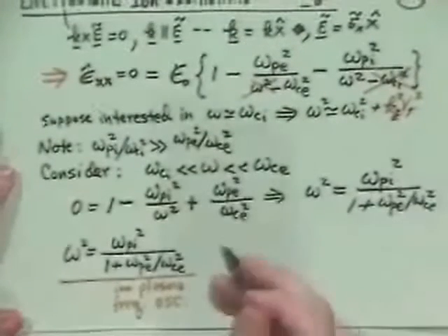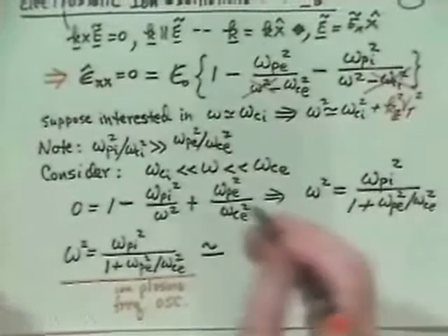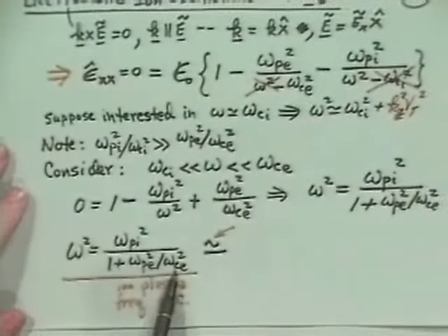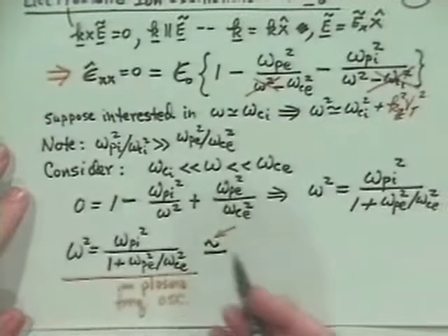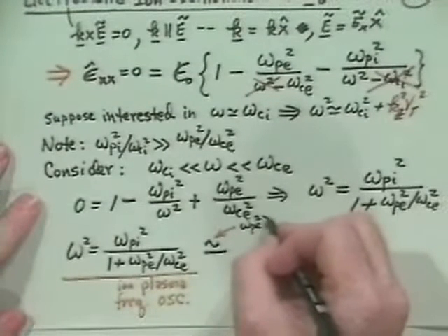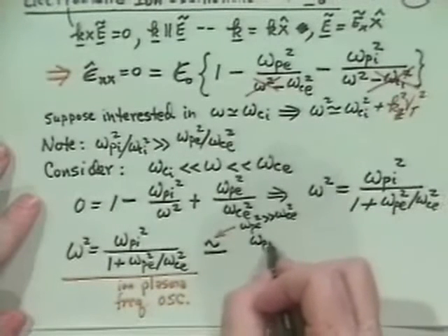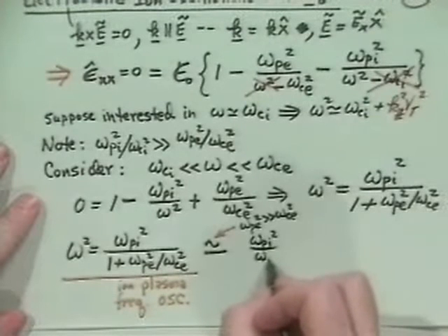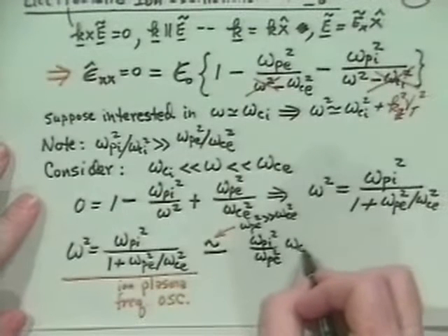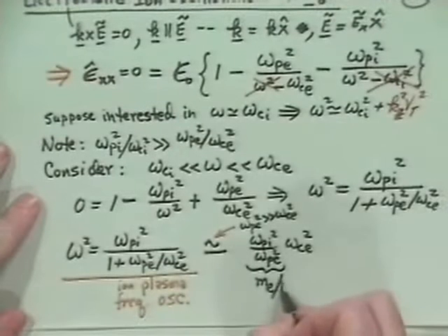On the other hand, if I make the approximation that, in the denominator, the plasma response part is more important than the 1, which was the vacuum dielectric response, so specifically omega_pe squared is much greater than omega_ce squared, then this becomes omega_pi squared over omega_pe squared, and then omega_ce squared. But this is equal to the electron to ion mass ratio, a small number.